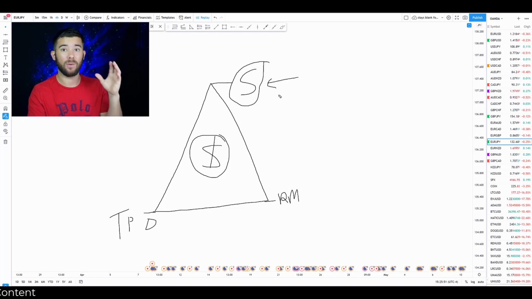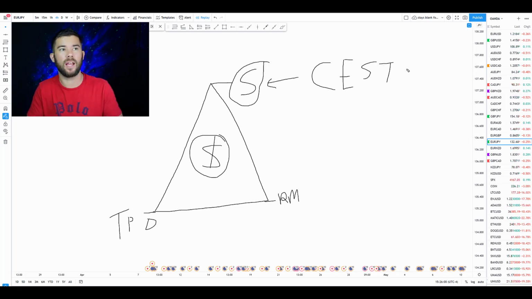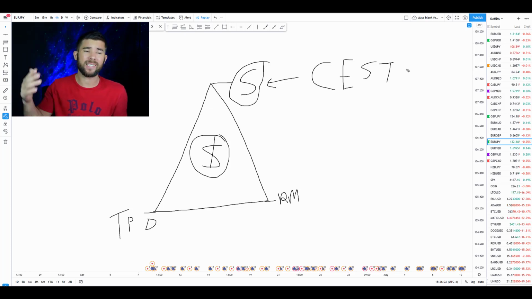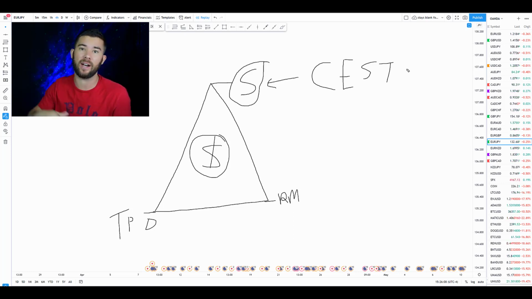And the way we create these rules that we can stay consistent to is through a process of C, E, S, and T, which we all already know what stands for if you were with us for the rest of the video. C is conditions, E is entries, S is stops or your stop loss where you're getting out if you're wrong, T is targets where you're getting out if you are right.